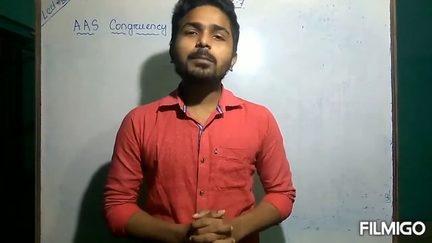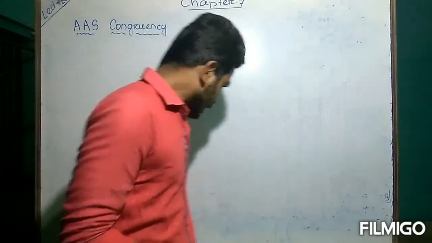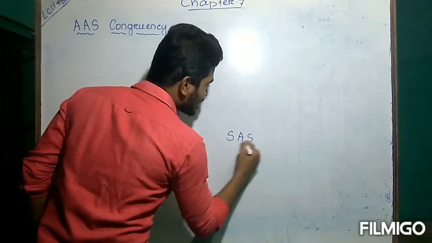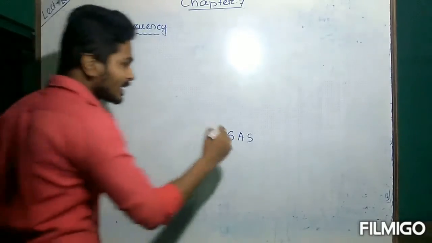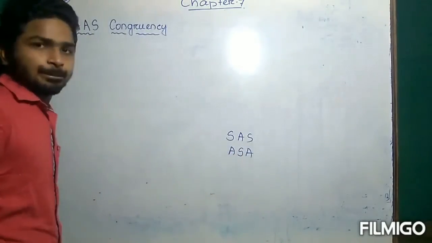Welcome to lecture number 10 of chapter 7. So till now we have completed two congruencies of triangles. The first congruency of triangles is SAS, side angle side congruency, and the second congruency is ASA congruency.